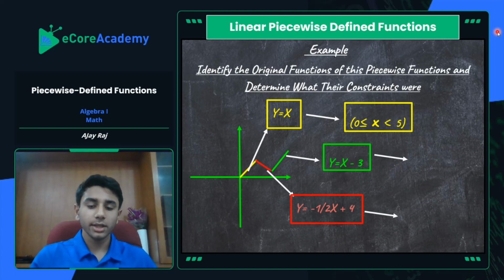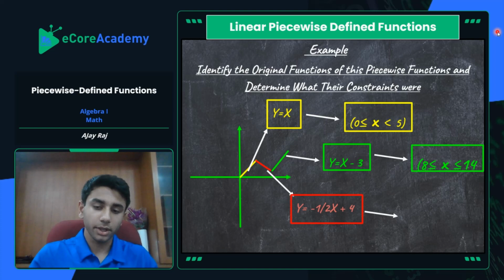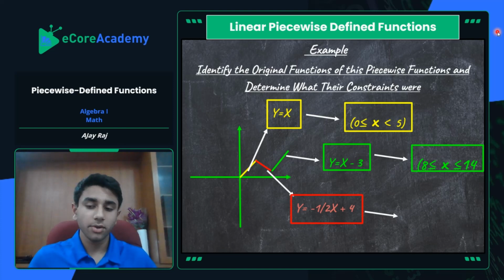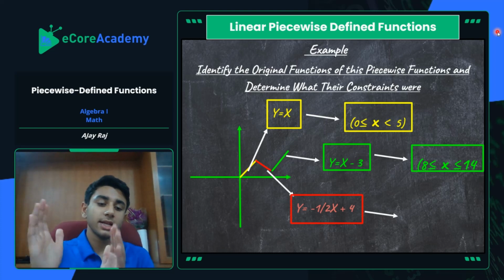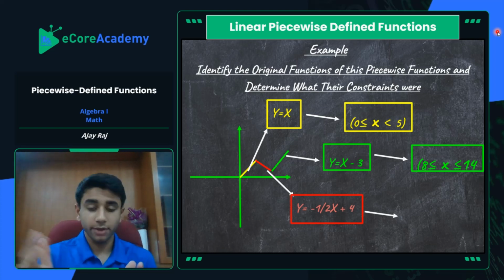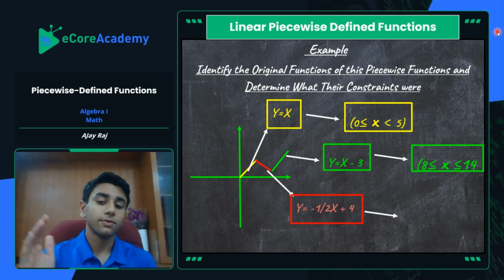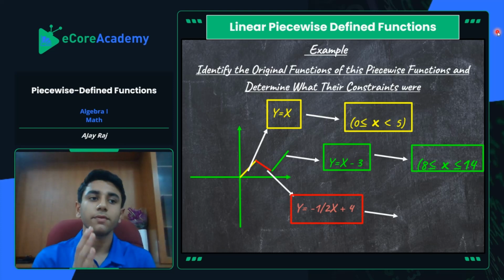All right, now for our green line, we'll do our green line now. We know that our constraint is going to go from 8 on the x-axis to 14 on the x-axis. So 8 is less than or equal to x is less than or equal to 14. That shows that little snippet of your entire linear function for x minus 3. It goes from 8 to 14, all x coordinates included for that line segment.